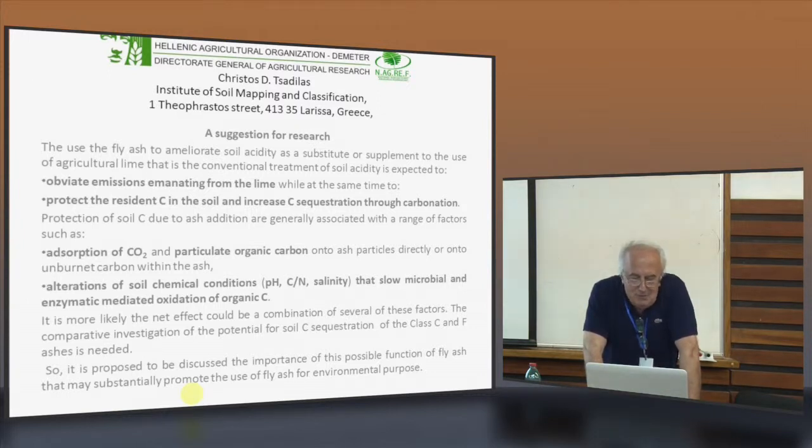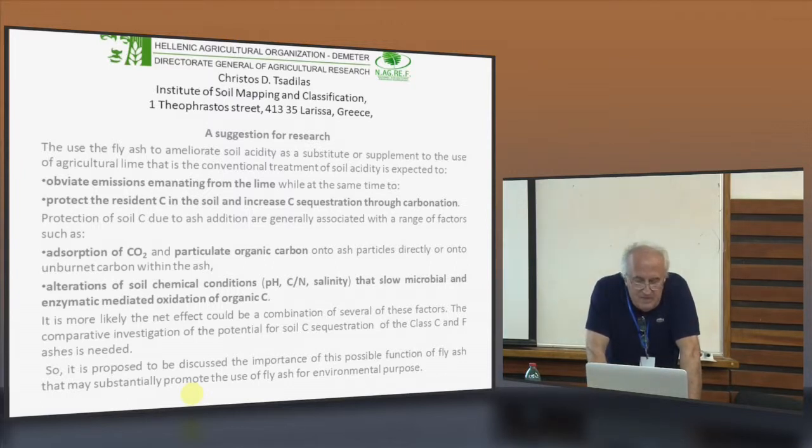Protection of soil carbon due to ash addition is generally associated with a range of factors, such as absorption of CO2 and particulate organic carbon onto ash particles, directly or onto unburned carbon within the ash. Second, alteration of soil chemical conditions like pH, C/N, nitrogen, salinity that slow microbial and enzymatic mediated oxidation of organic carbon. It is more likely that the net effect could be a combination of several of these factors.